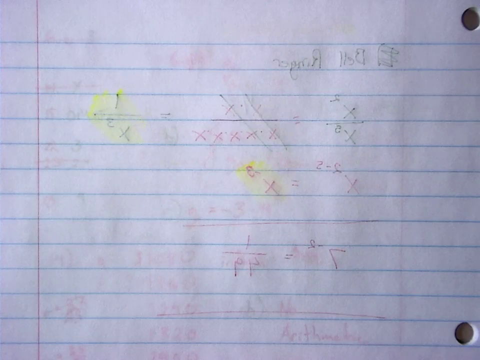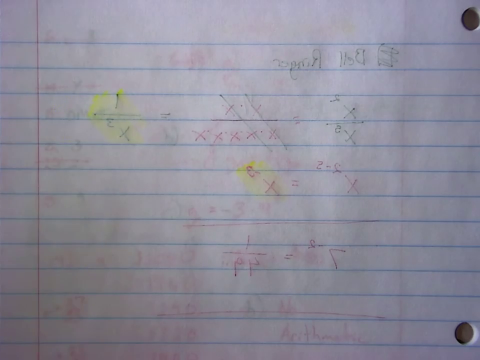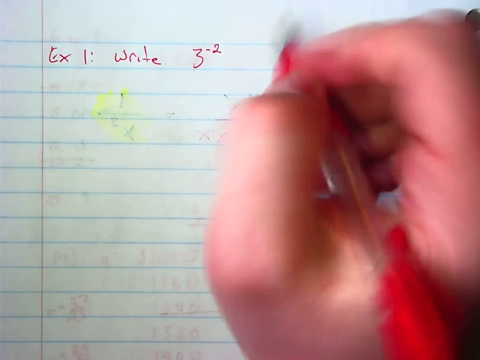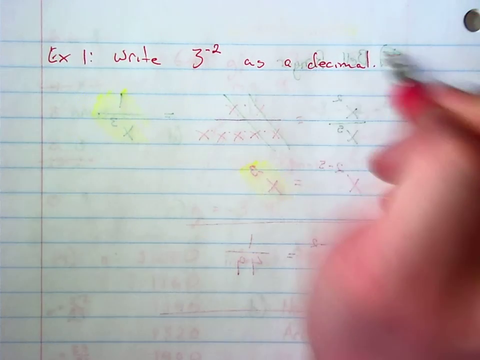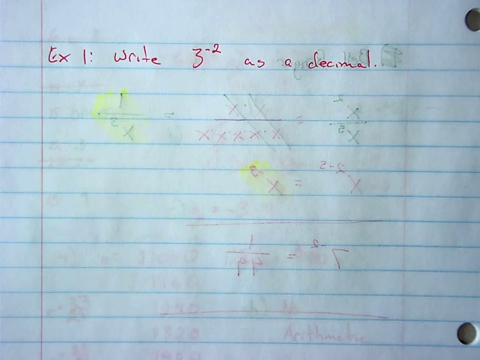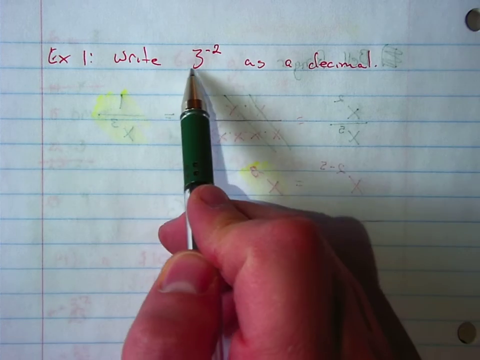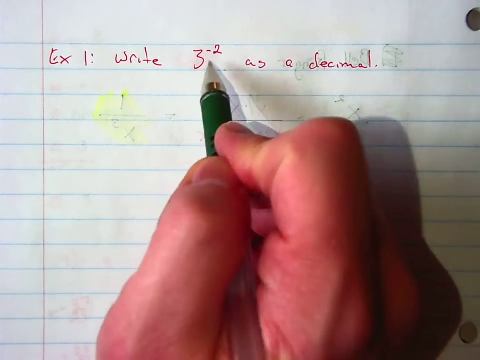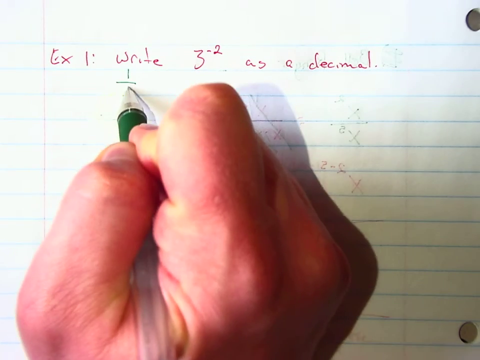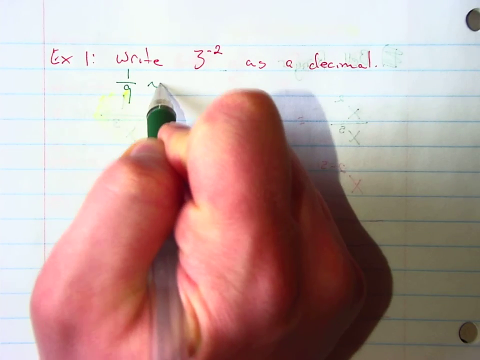Okay, so we're going to do a bunch of examples, and thankfully the examples aren't very long. First one. Write 3 to the negative 2 as a decimal. Honestly, you can just cheat and type that right in, but what I want you to think about is how do we write that first as a fraction? Well, 3 squared is 9, but it's negative 2, so we make it 1/9.